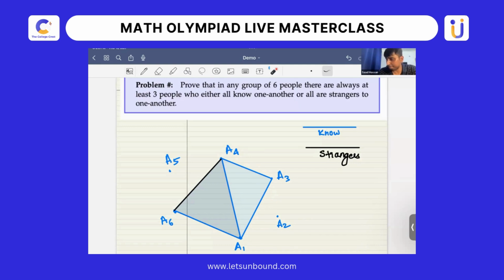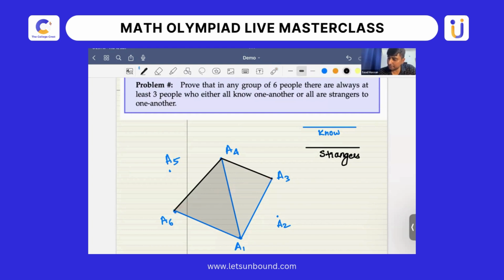Right, but it's entirely possible for you to argue no. Which means that A4 and A3 must not know each other. They must be strangers. So you might add that A4 and A3 must be connected using a black line segment. And I am absolutely fine with it. Then I'm going to ask you to consider A3 and A6. What will you do regarding A3 and A6?